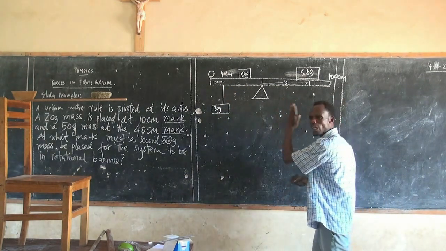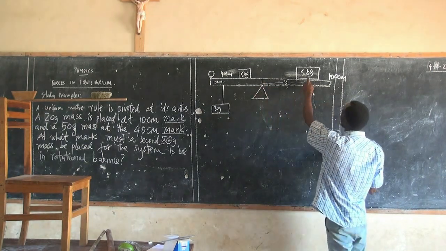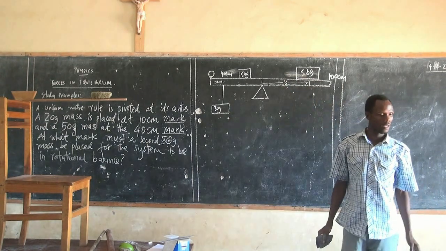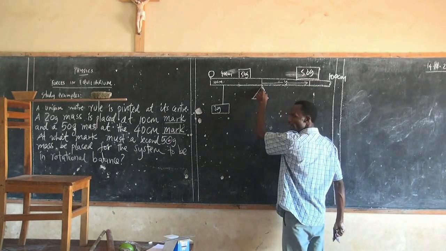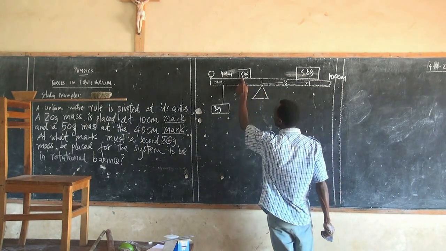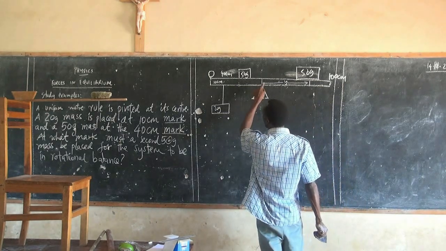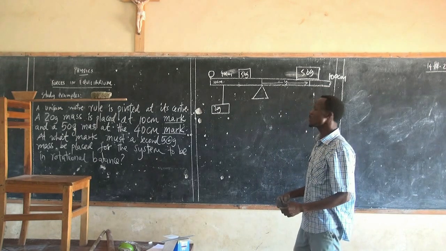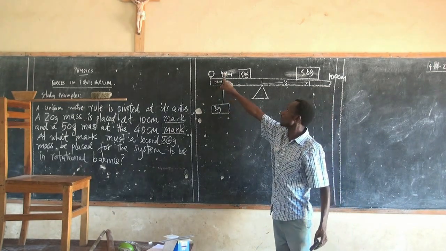How far is an object from the pivot? The distance from the pivot to where the second 50 grams is, is y. We don't know it, and now we want to know it. But the distance from this pivot to where the first 50 grams is, we can determine. And the distance from the pivot to where this 20 grams is, we can determine. Why is this simple to determine? It is simple because we have 10 centimeters, we have 40 centimeters.